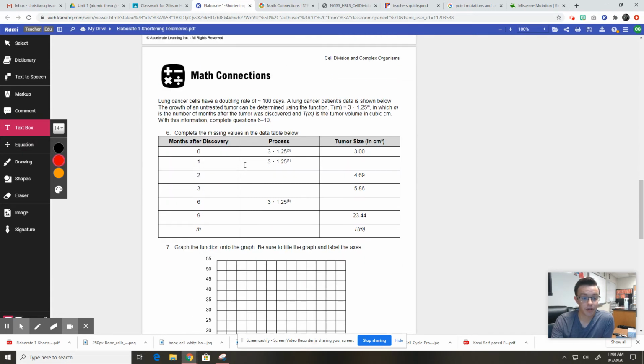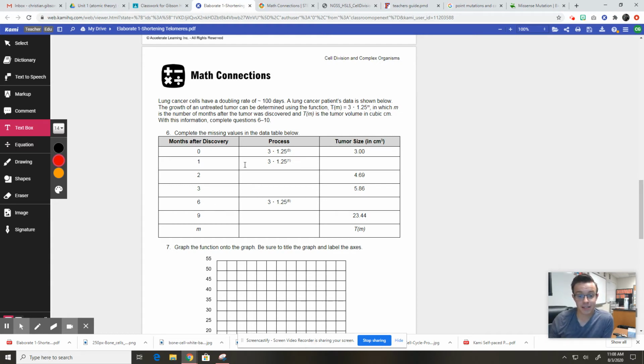Okay. So here we go. Lung cancer cells have a doubling rate of about 100 days, meaning about every 100 days they double. A lung cancer patient's data is shown below. So this is the data for an actual lung cancer patient. The growth of an untreated tumor can be determined using the functions. We got a little equation here.